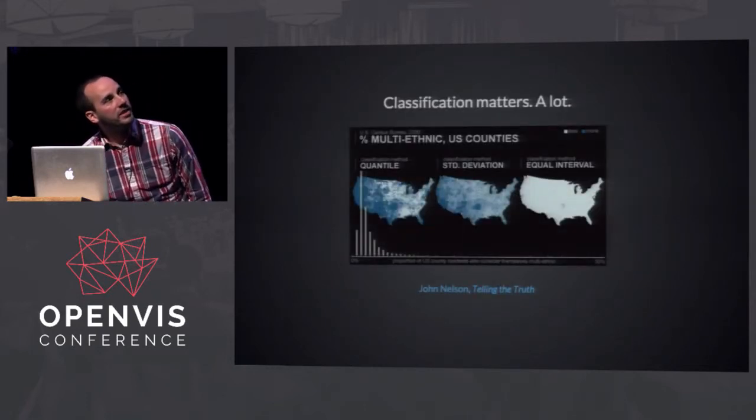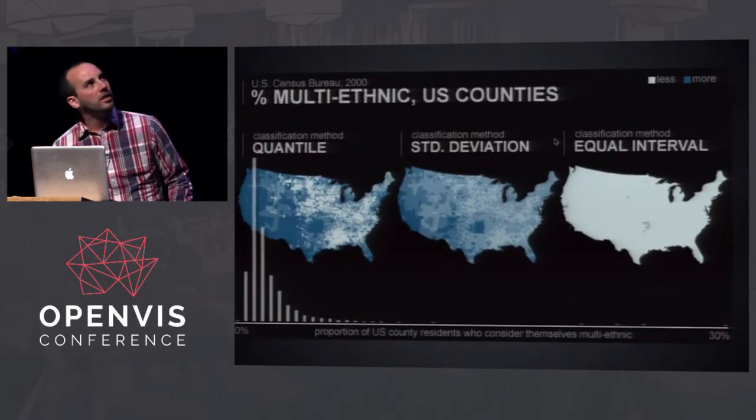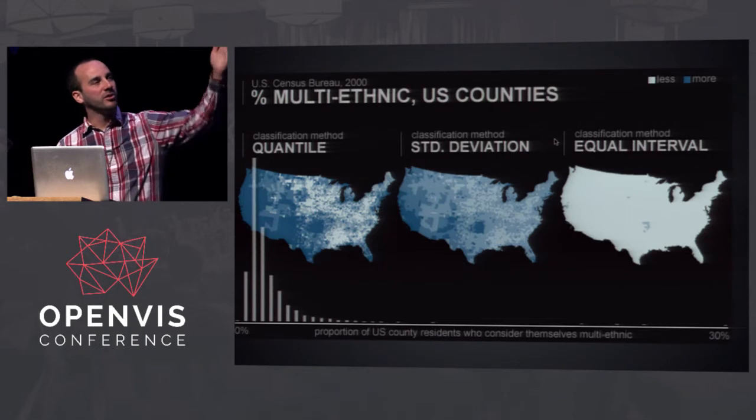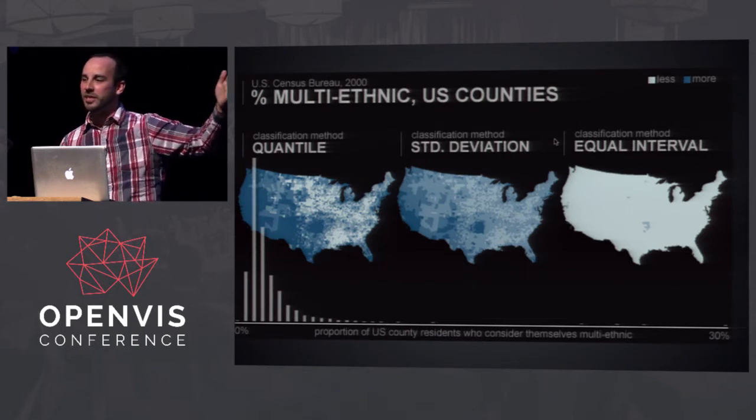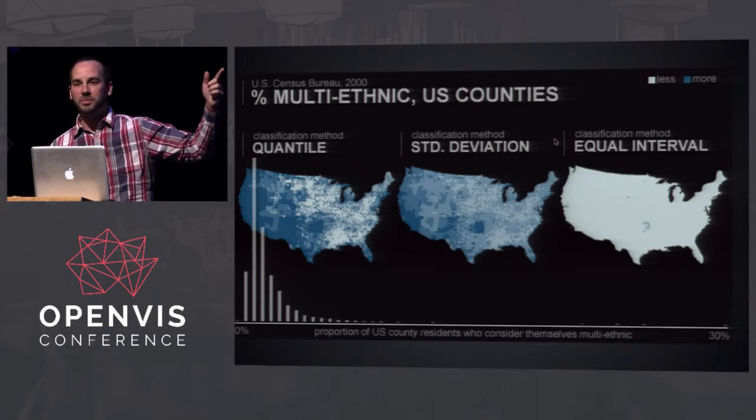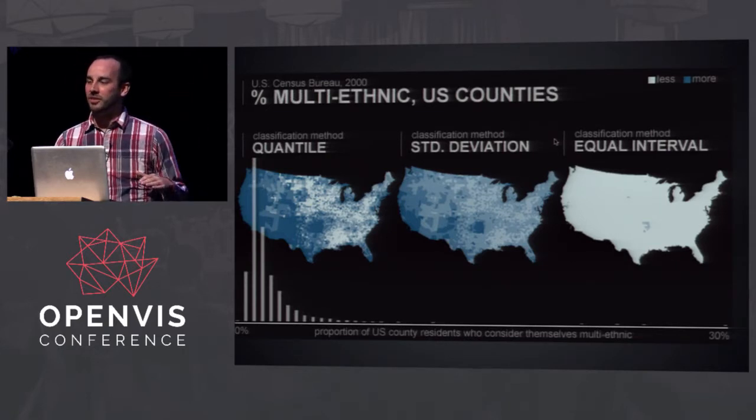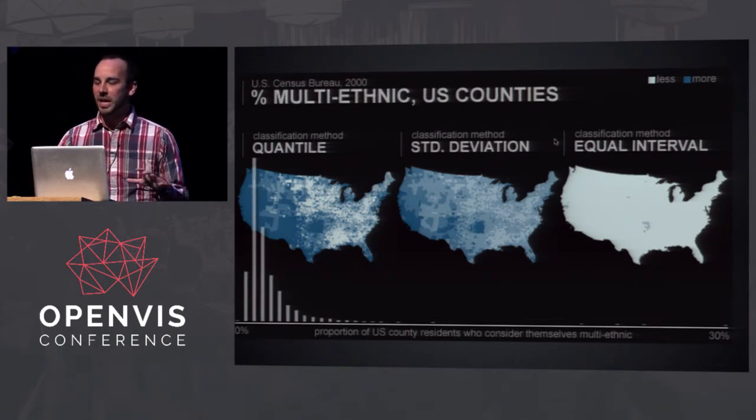I don't know if you can see this very well, but I guess I can try the zoom thing. So this is sort of what I'm talking about, different ways to arrange your data classes on a map. And this is a graphic from John Nelson, who wrote this really helpful article explaining some different classification methods and how they affect the map in the end.